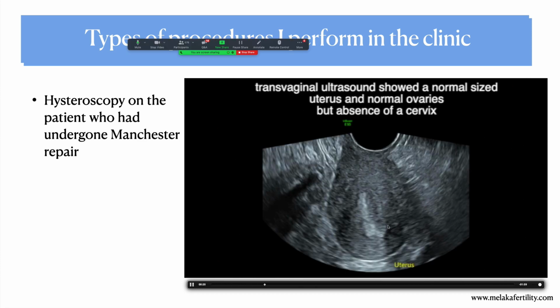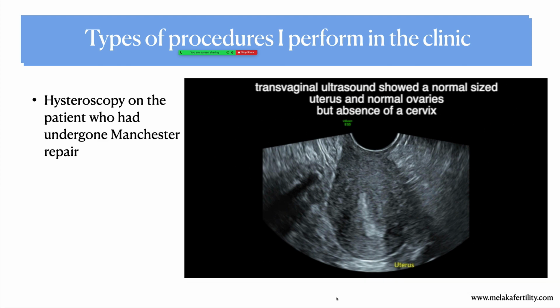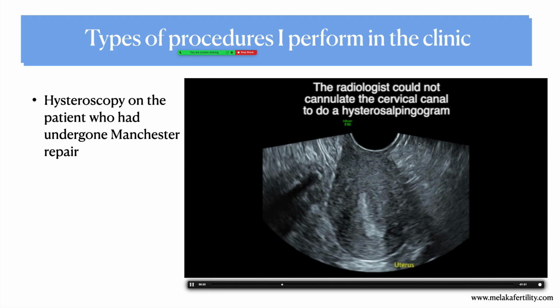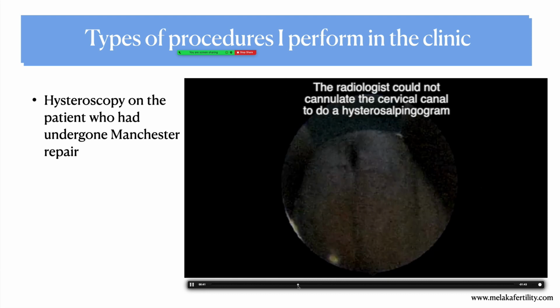This is how the uterus looked. This is a uterus, there's no cervix at all. I sent her for a hysterosalpingogram, and the radiologist could not cannulate the cervical canal to do the hysterosalpingogram. So I decided to do an office hysteroscopy, and this is the office hysteroscopy.